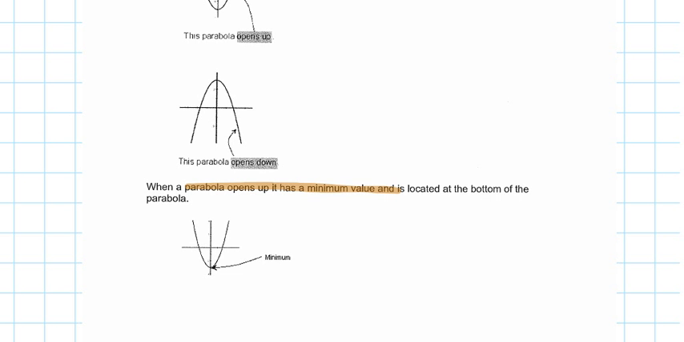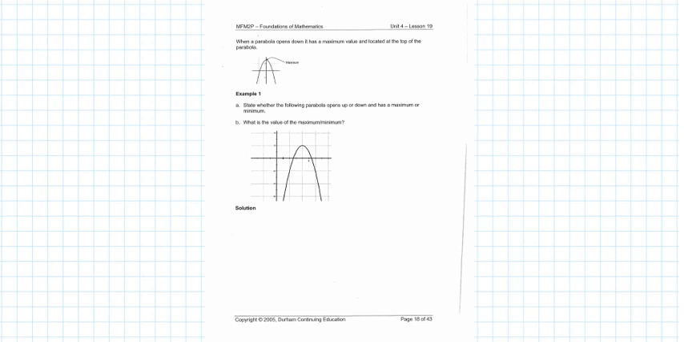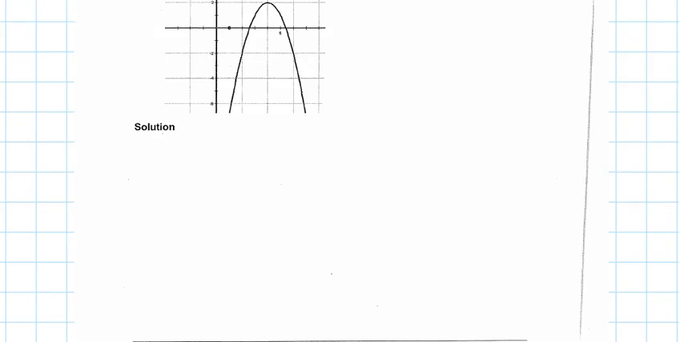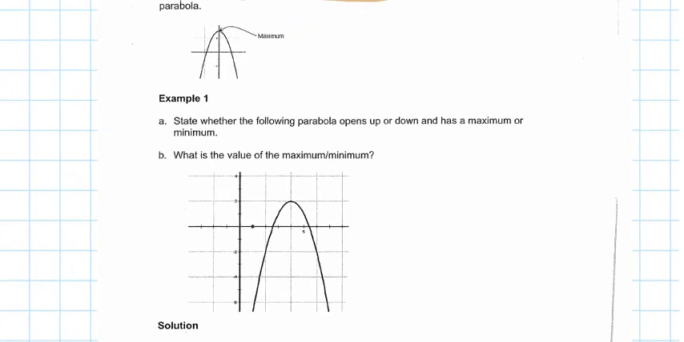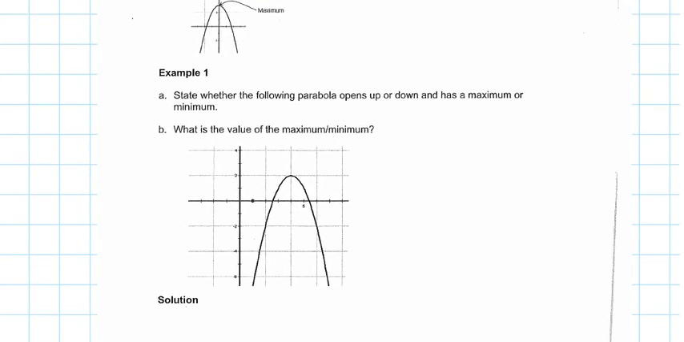On the other hand, when a parabola opens down, it's going to have a maximum value, right? So you have the hill. And this is going to be your maximum value. Let's look at this example. Is this parabola opening down? It's opening down, right? So does it have a max or a min?